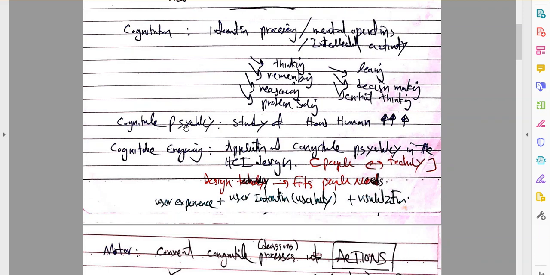So what is meant by cognitive psychology? The study of how humans think, remember, reason, solve problems, learn, and make decisions. Okay, now moving to cognitive engineering. What is meant by it? It's very simple: application of cognition and cognitive psychology in HCI design. Very simple. So application of whatever we have learned in psychology when we design interfaces.